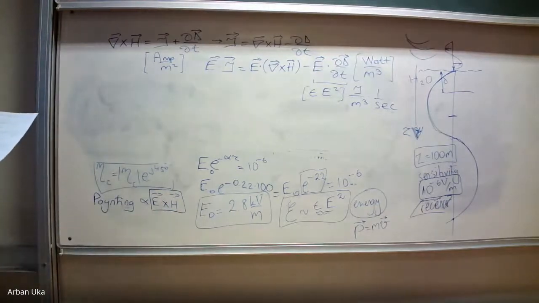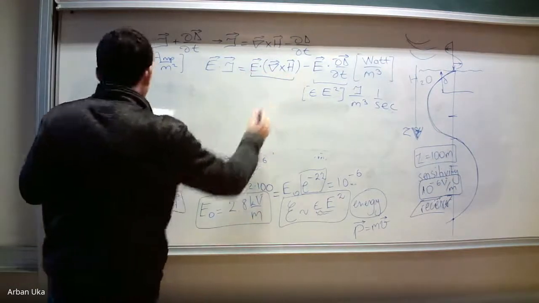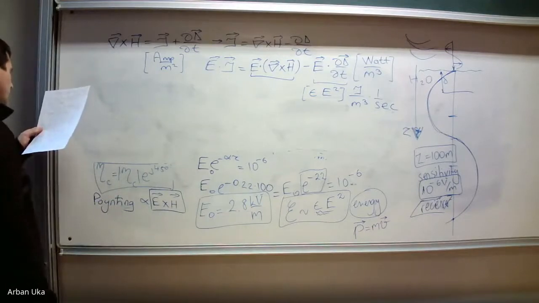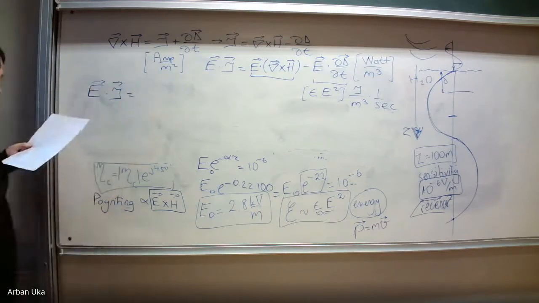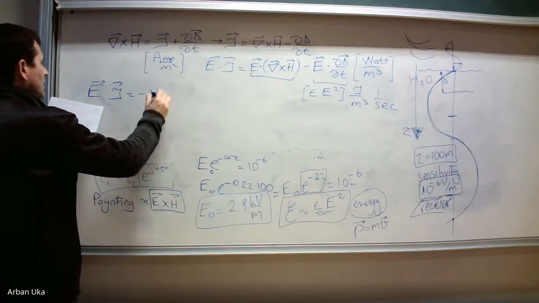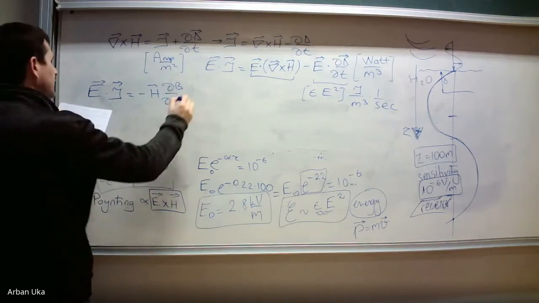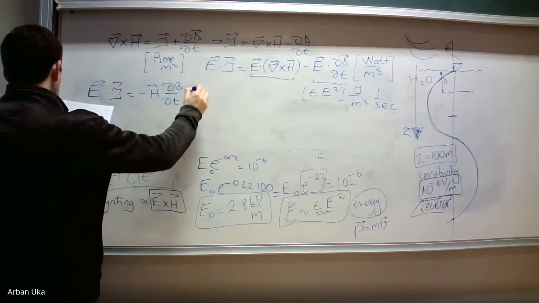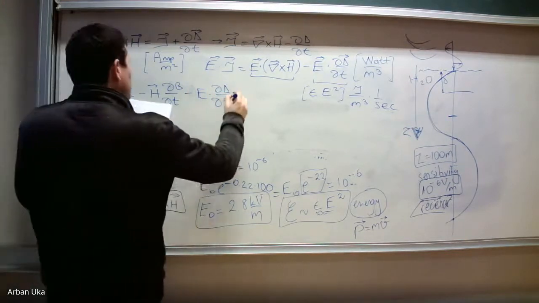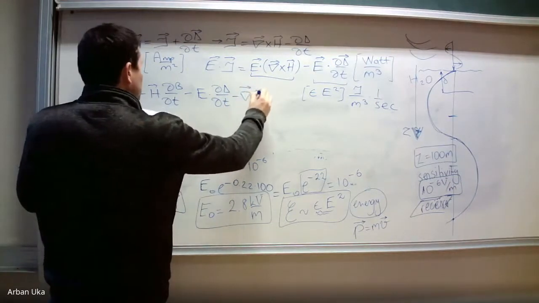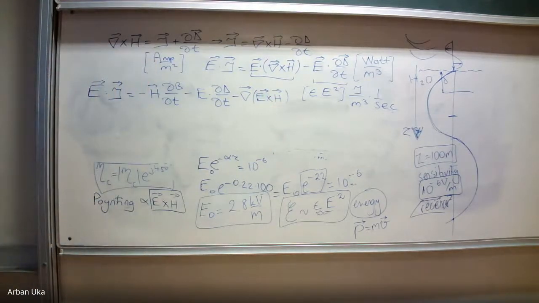And then we can apply some vector calculus here, and after we apply it, we can easily obtain that E dot J is equal to minus H times the derivative of B with respect to time, minus E times delta D over delta t, minus the divergence of E cross H. Okay, so this is a new expression that we obtained.